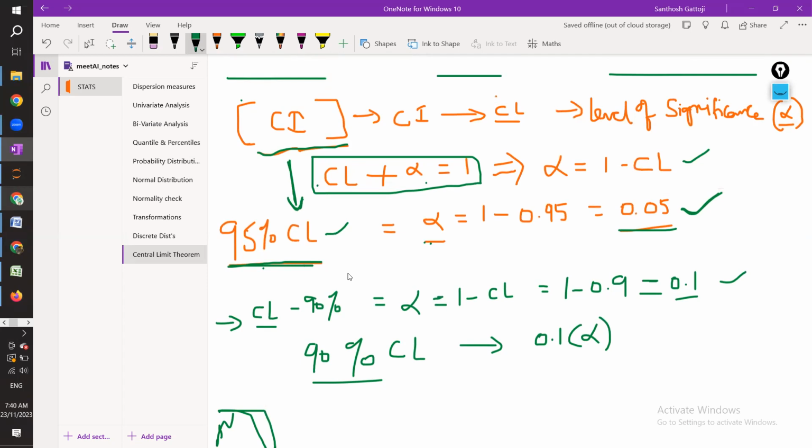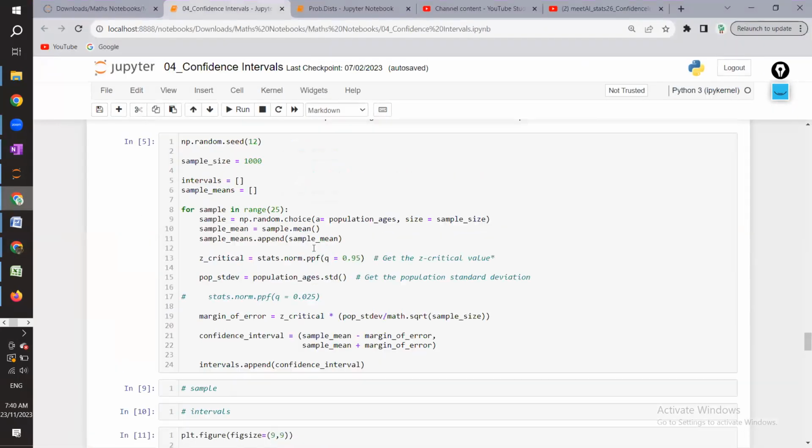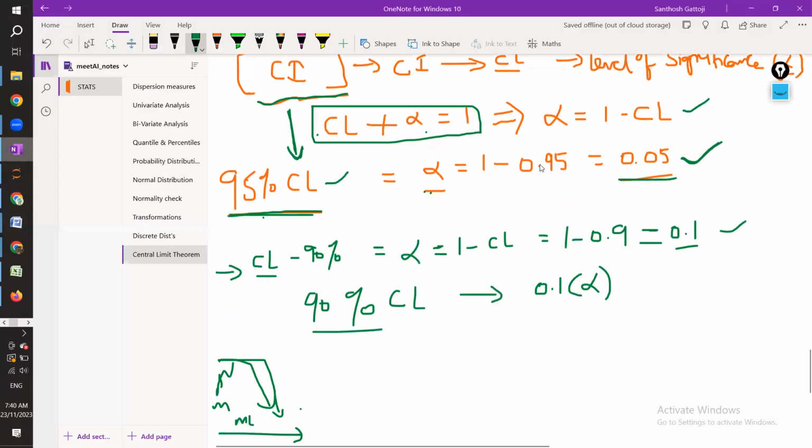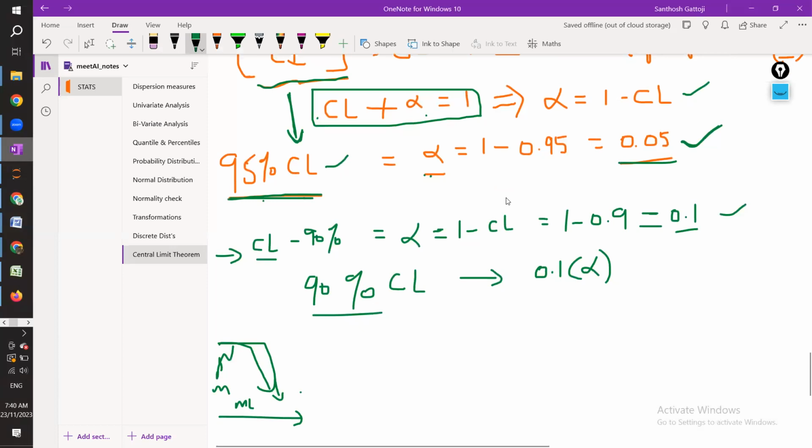Fine, guys. Just go through this class once again, and tomorrow we'll see the practical example of confidence level, confidence interval, and level of significance. That should be very helpful. Sounds good. Are we good?